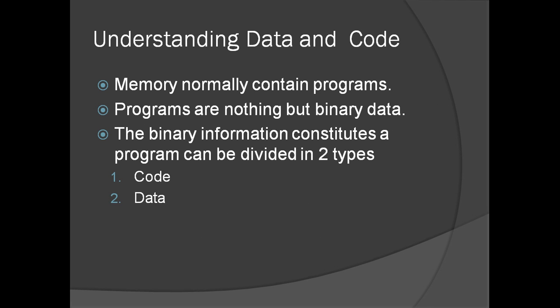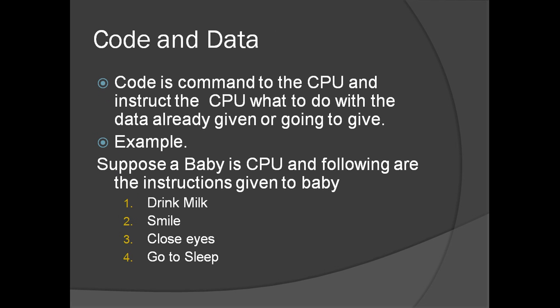Programs are nothing but binary data. The binary information that constitutes a program can be divided into mainly two types: code and data. Let's try to understand what is code and data. Code is a command to the CPU and instructs the CPU what to do with the data already given or going to be given. Following is a simple example. Suppose a baby is the CPU and following are the instructions given to the baby: drink milk, smile, close eyes and go to sleep.